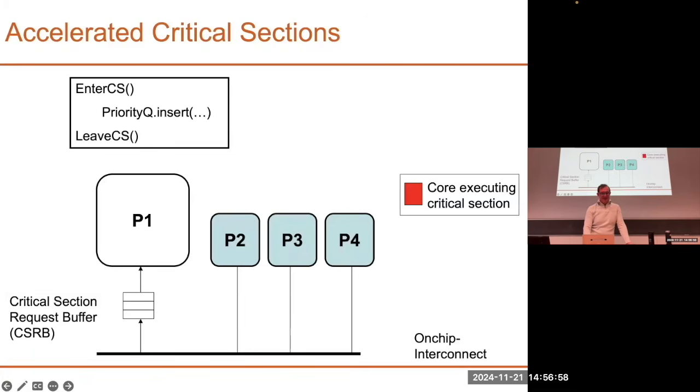So this is the idea, essentially. You have a large processor and a bunch of small processors, and you have a critical section request buffer. Large processor, in the extreme version of this idea, is dedicated to executing only critical sections and also serial parts.